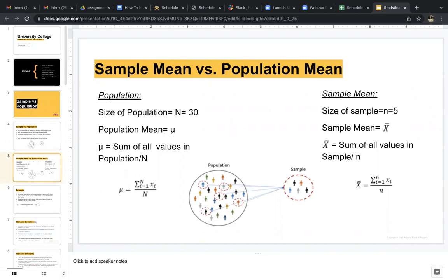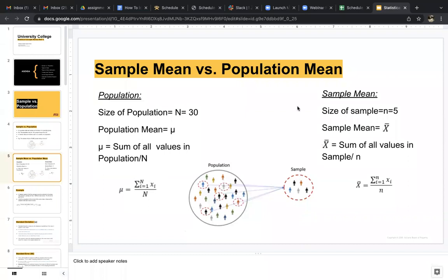Say, in the case of a population example, the size of the population N equals 30. That is, you have 30 students in the class, and you are told to find the average, the mean of the class. Suppose you have been told that the total marks of all the students in the class is 300, and there are 30 students. How will you find the mean? The mean is the sum of all values in the class divided by the total number of students. So in our example, it is 300 upon 30, which is 10. That is your population mean.